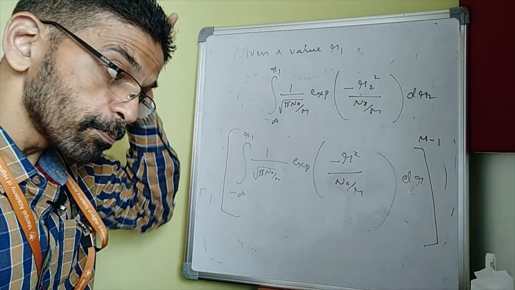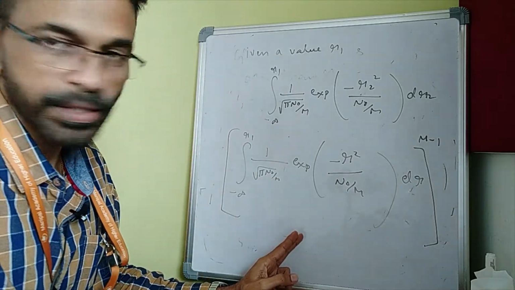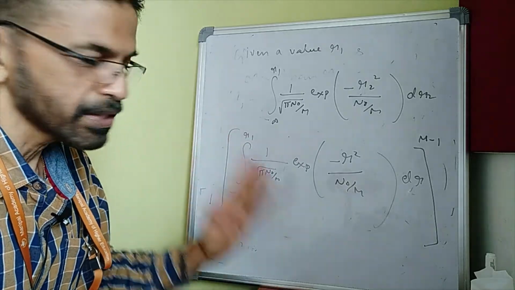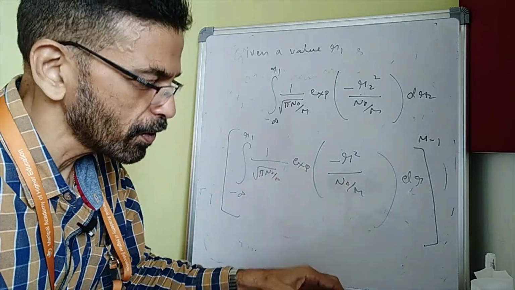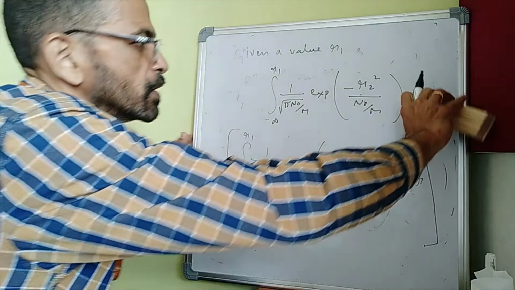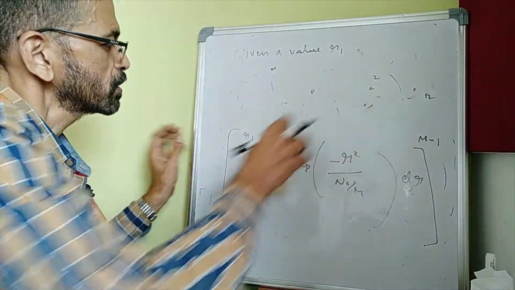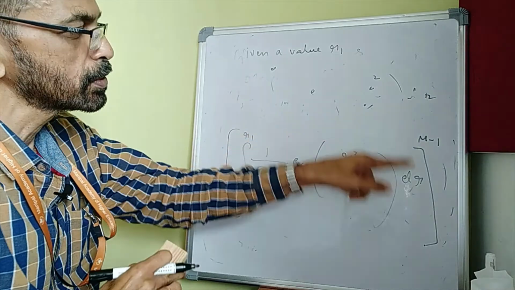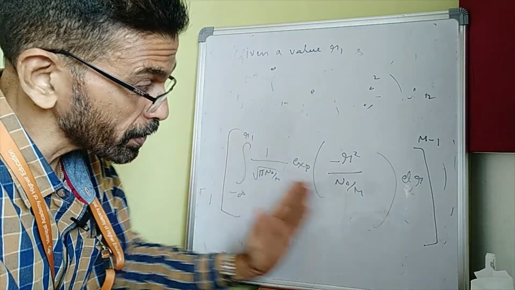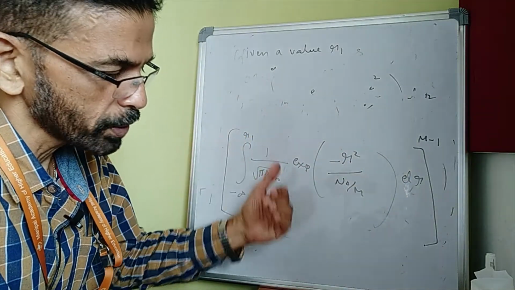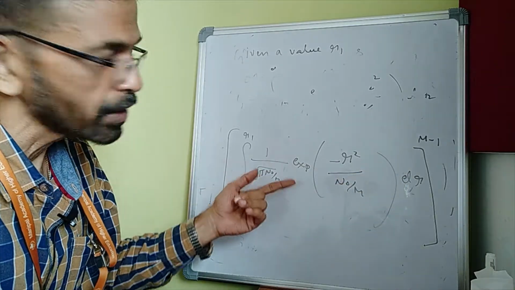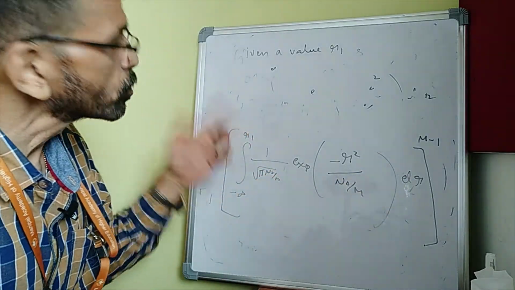So this is the probability that all the other R's will take a value less than R1 given the value of R1. So, for example, if I have R1 equal to 0.01, then this R1 will be 0.01, and this will give you the probability of all the other R's, starting from R2, R3 up to Rm, taking a value less than 0.01.